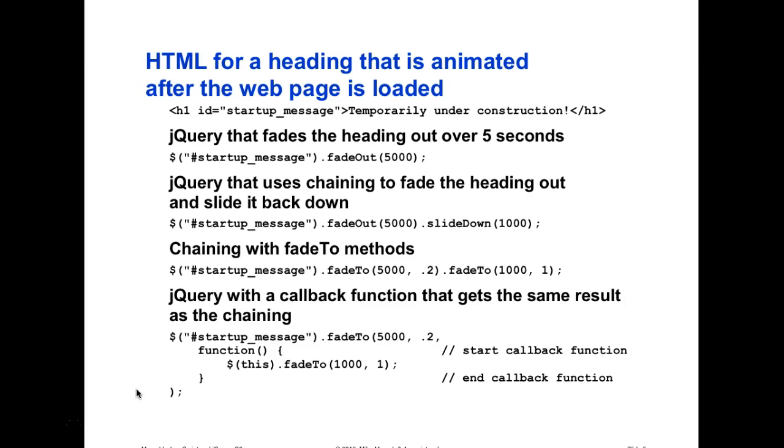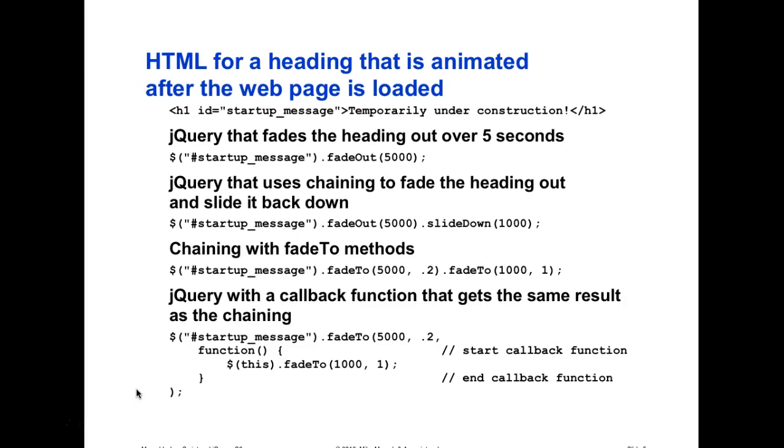So with chaining, which is really effective with JavaScript, you can do two things at once. So if we use jQuery and we access that startup message and then have the same fadeout 5,000 milliseconds, we can append slide down. So after the 5 seconds, it will slide down for 1 second.